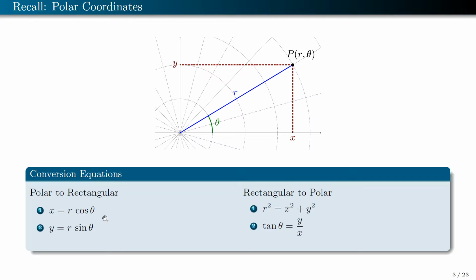So mahalaga dito, pakialala na x is equal to r cosine theta, ang y ay r sine theta, and consequently, ang x squared plus y squared ay r squared. So, yun yung mahalagang conversions na alalahanan natin when converting between polar and rectangular coordinates.